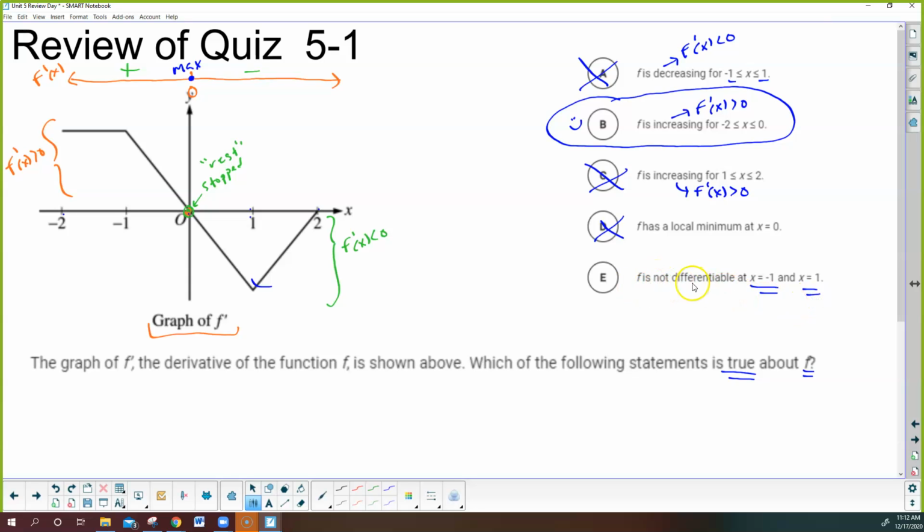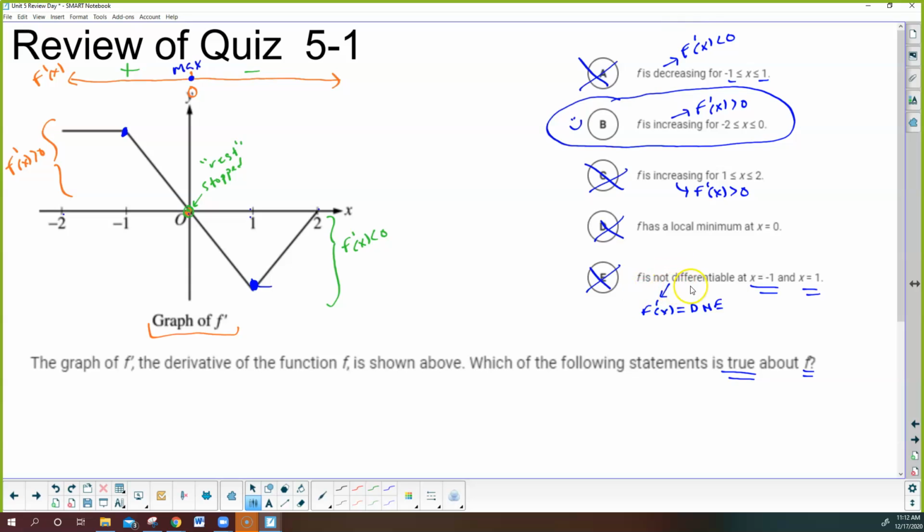Now notice, if that's true, the word not differentiable is stating that f prime of x does not exist. Well, wait a minute. At -1, I have a filled-in circle. Now, keep in mind, this is f prime, right? So we're just looking for, is there a dot there? And same thing at 1. There's a dot there, so this one is false.